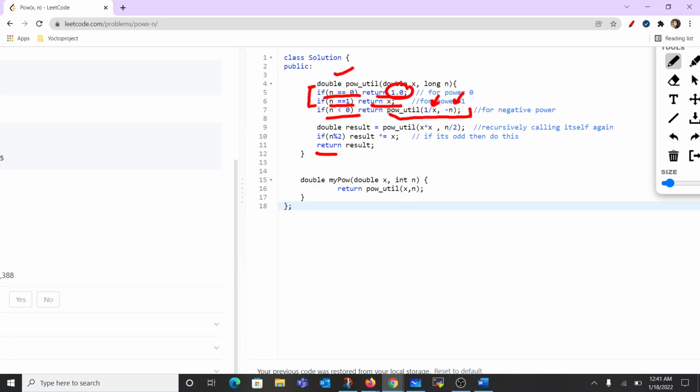And then at the end, we are required to just return the result, because we would be passing all the cases: either of these base cases is encountered, or if it is negative, then we are modifying our parameters like this, and else for the main function, it will be simply like this.